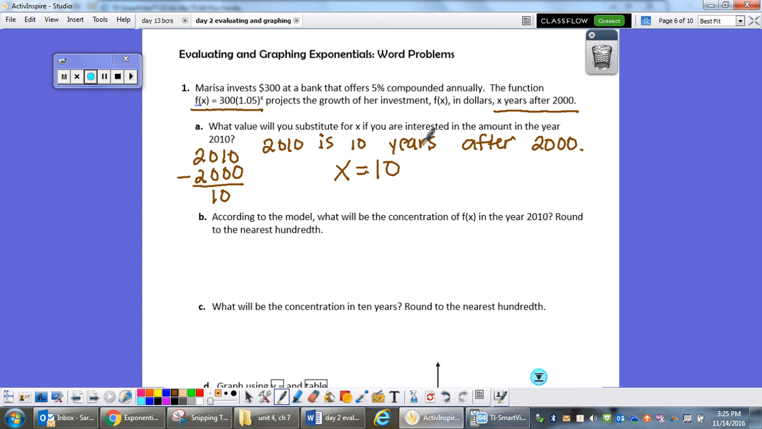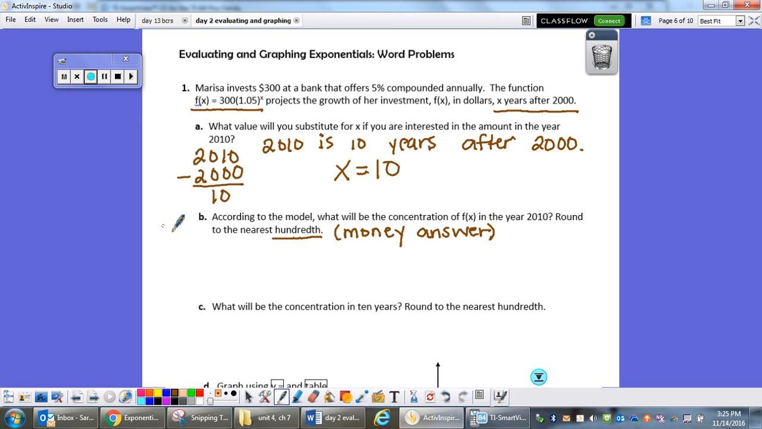All right, so according to the model, what will the concentration of f of x in the year 2010 be, rounded to the nearest hundredth? We're going to round to the nearest hundredth because we should be getting a money answer, so you might want to make that note.